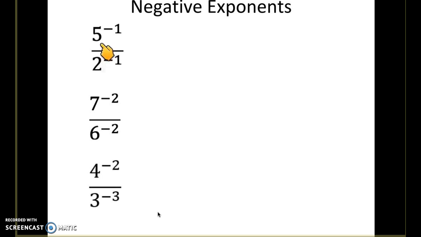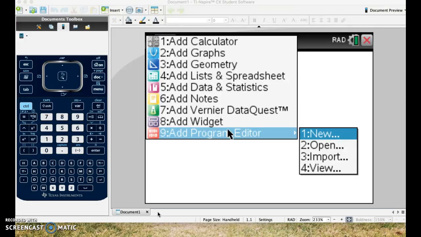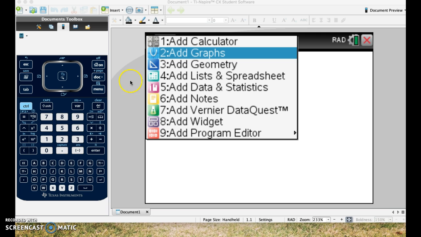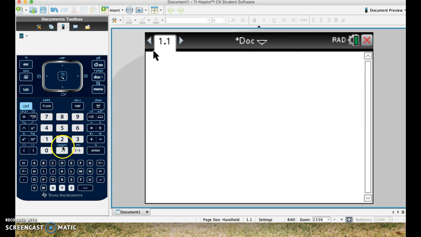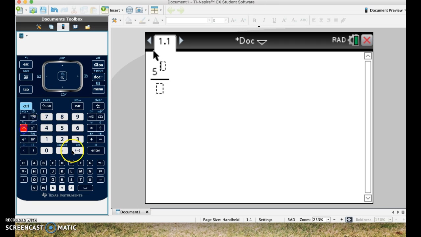So if I wanted to simplify 5 to the negative first power divided by 2 to the negative first power, well, I can evaluate that in my calculator. So let's go to add a calculator and we'll do control divide and take 5 to the negative first power, and that is divided by 2 to the negative first power. And we can see that the answer is 2/5. So I'll go back to my problem.